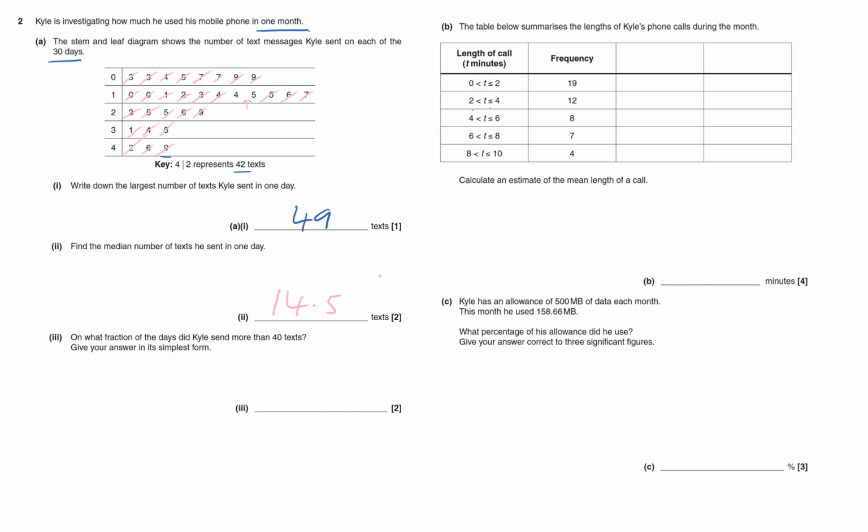To save doing all that crossing out, you could have just said, okay, 30 days, we want 15 at the beginning and 15 at the end, so we want between the 15th and the 16th. So 15 here and 15 there.